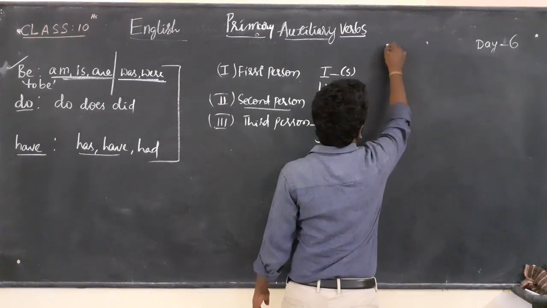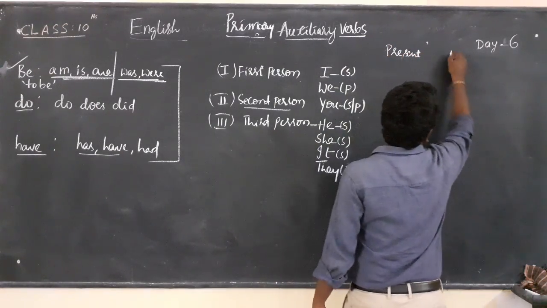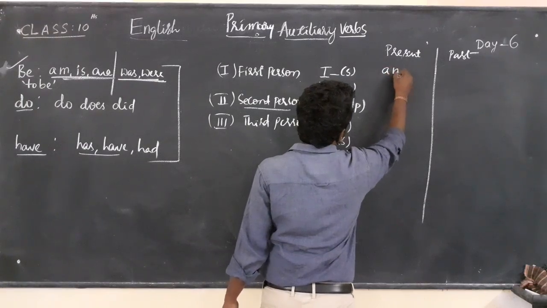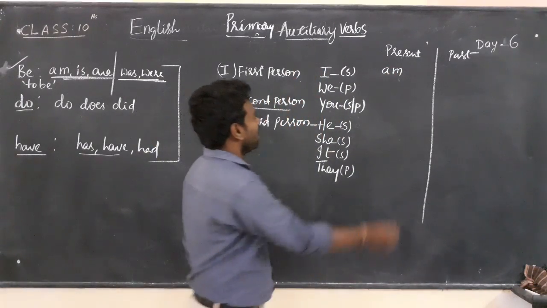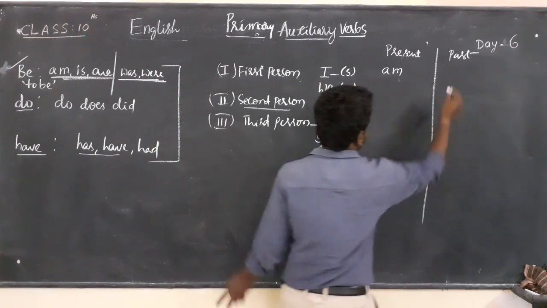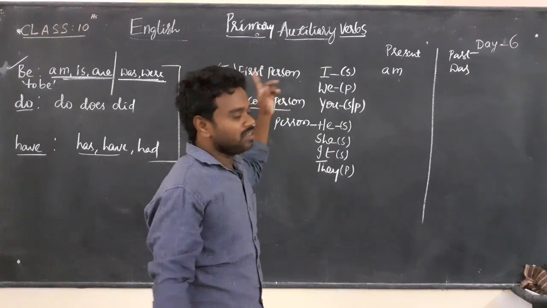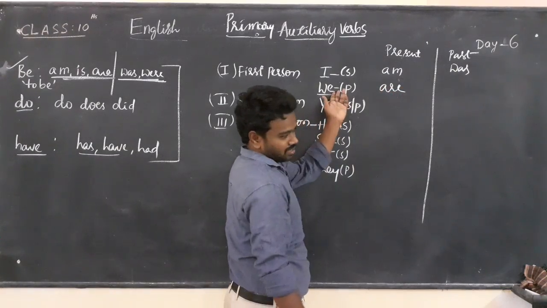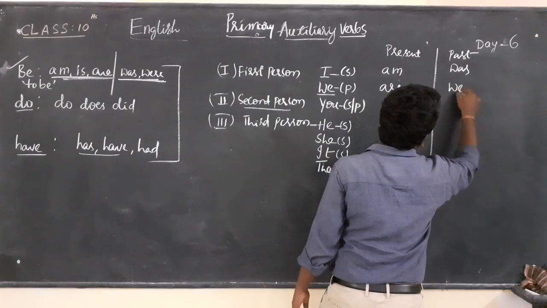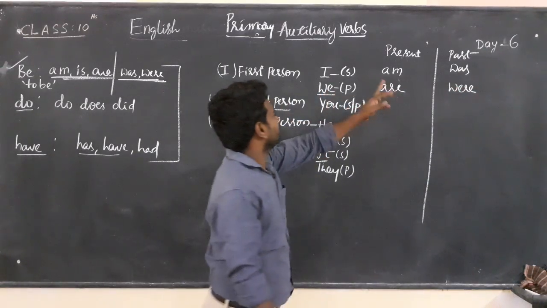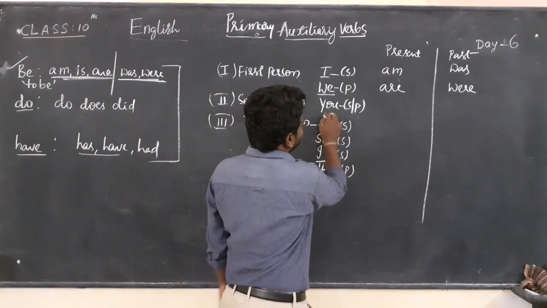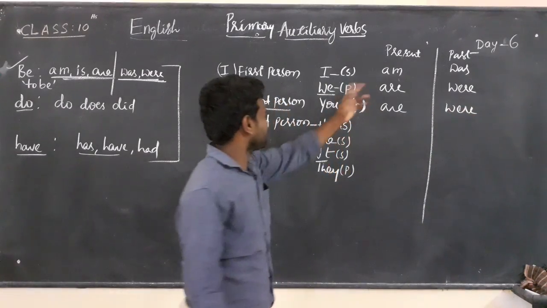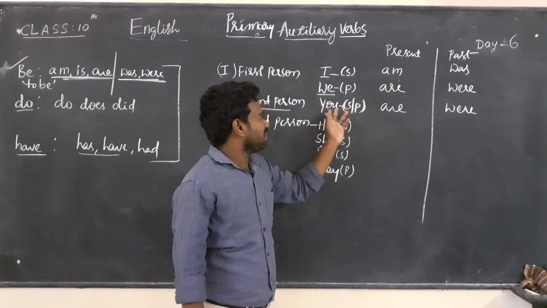Now let me write here present and past. First person I: am always goes with I. In the past, was goes with I. We is plural here, so are goes with we, and were goes with we. Now you, singular or plural, we use are in present tense, and were in past tense with you.